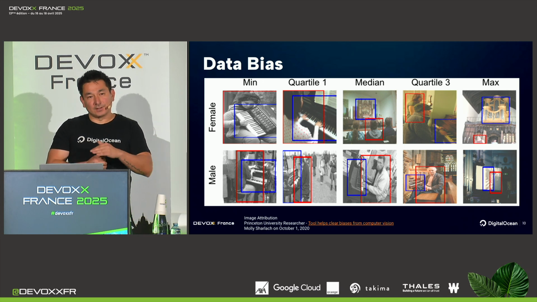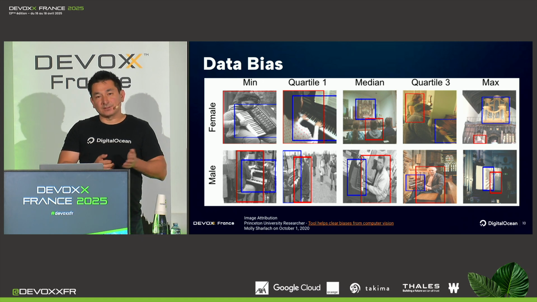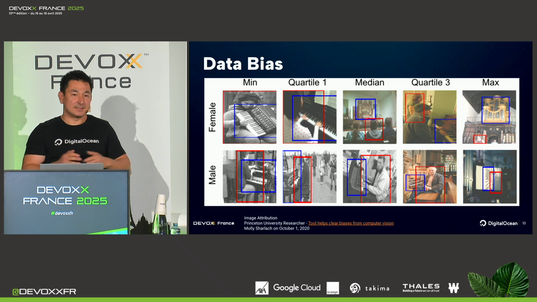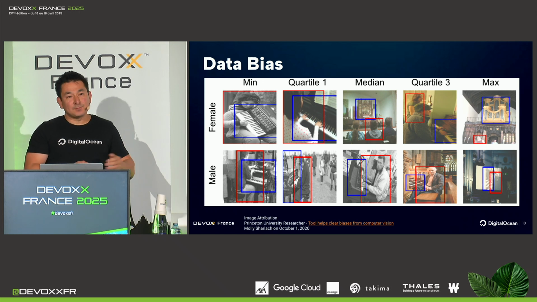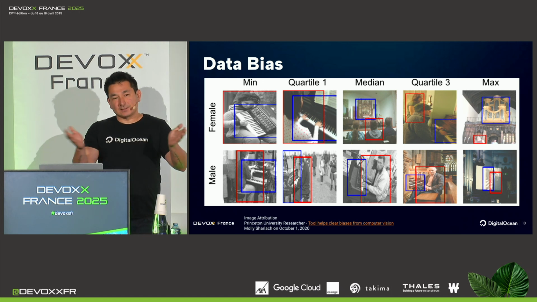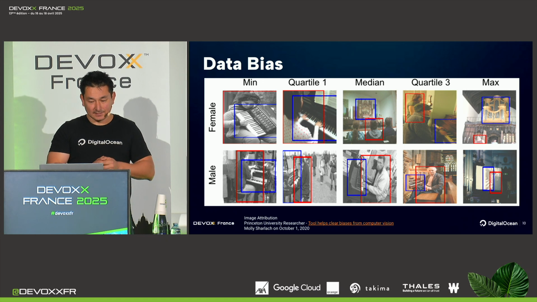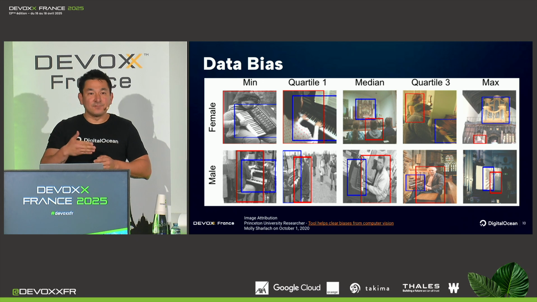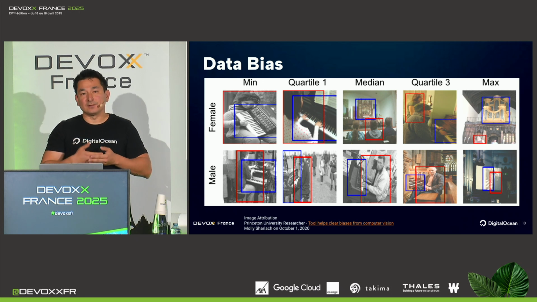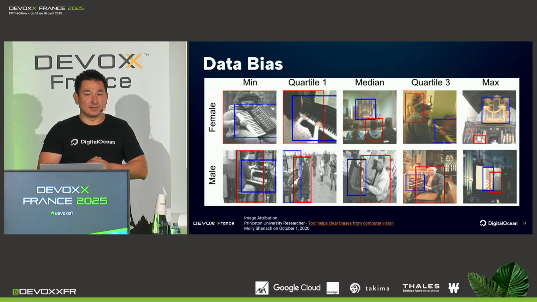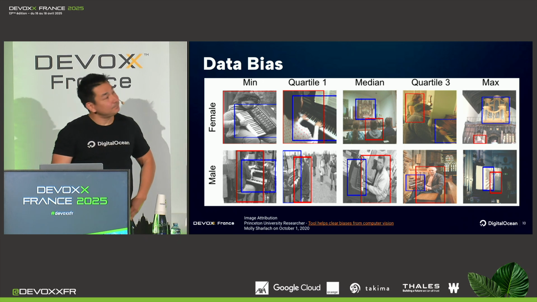And in the bottom row, where you have males playing the musical instrument, almost 100% of the time, the men in these pictures were playing the instruments directly. So when they went to identify the people playing the instruments, it would get confused if there was a female in the picture, because the representation and the bias was heavily skewed in one particular direction.